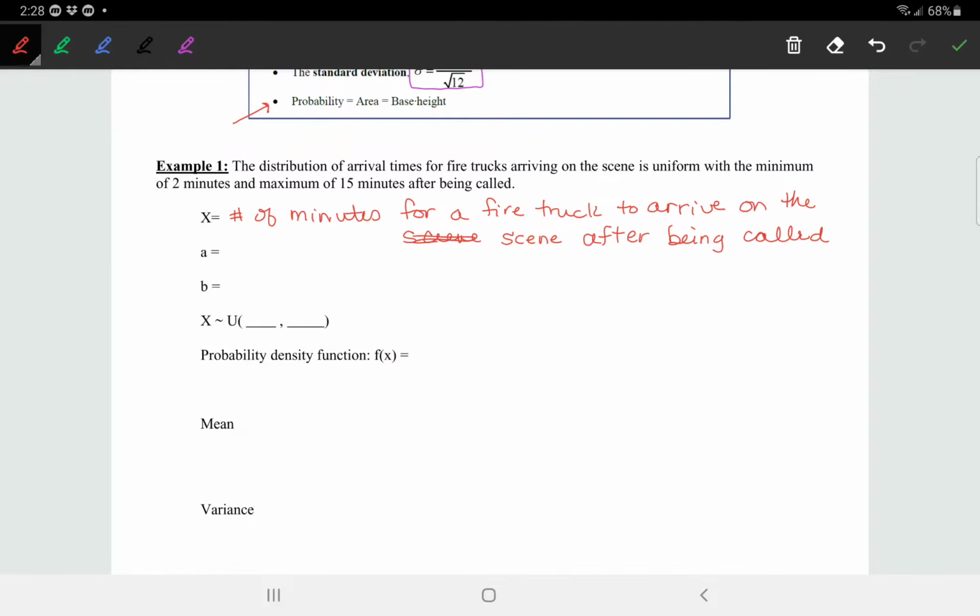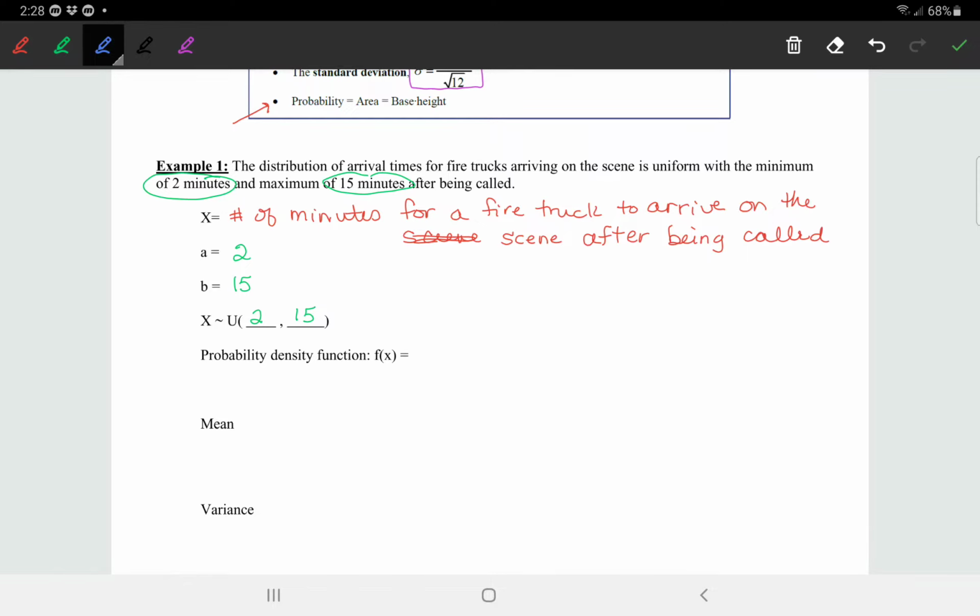Okay, so we'll look at our specific problem, and we are told that the minimum number of minutes that it took was 2 minutes, so that is our lowest value of x, and that the maximum number was 15 minutes. This is a uniform distribution. We are told that, so x would follow a uniform distribution of 2, 15. And now we can answer all of these various questions.